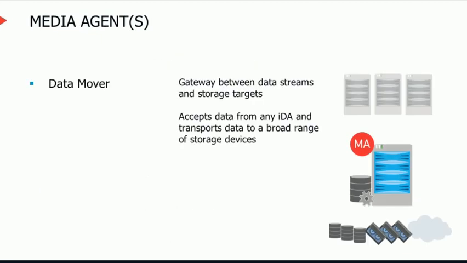The Media Agent is a high-performance data mover server component in a CommVault environment. The Media Agent acts as the gateway between data streams from clients to the backend storage where managed data will reside. The Media Agents accept data from any intelligent data agent, and then transport that data to a broad range of storage devices, including disk, tape, or cloud storage. Media agents are also used during auxiliary copy jobs when data is copied from a source library to a destination library. With the exception of NDMP dumps, there is a basic rule that all data must travel through a media agent to reach its destination.